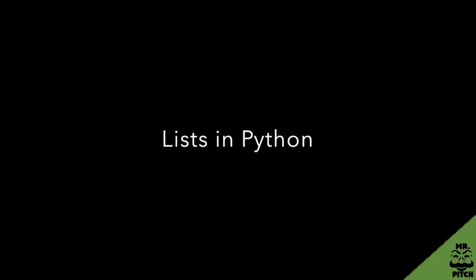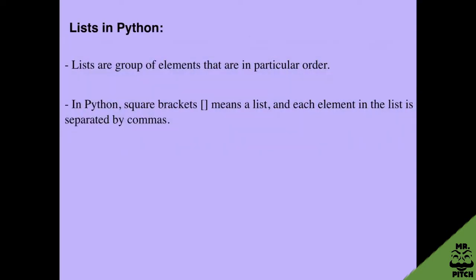Lists in Python. Lists are a group of elements that are in particular order. In Python, square brackets means a list, and each element in the list is separated by commas.